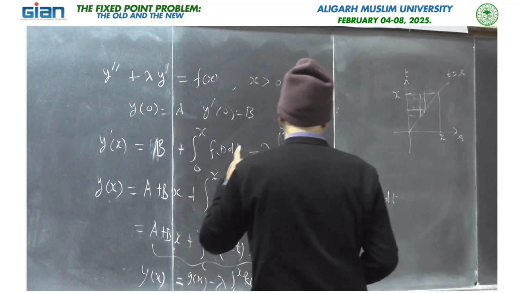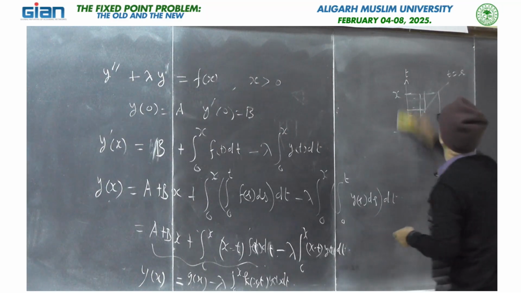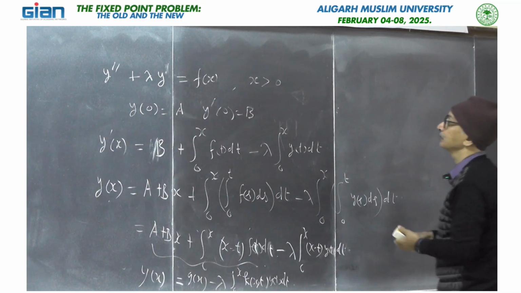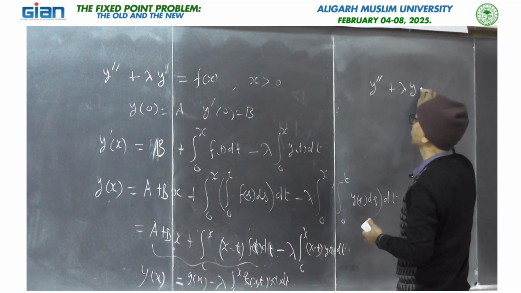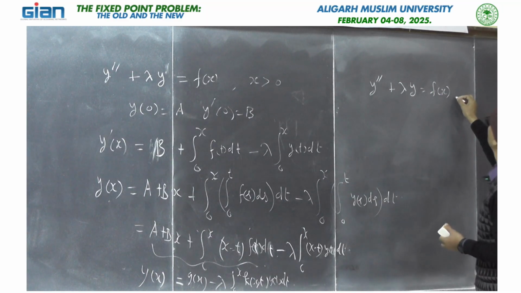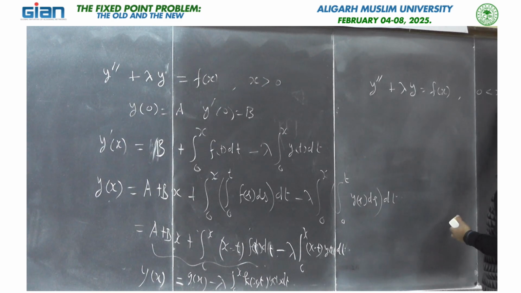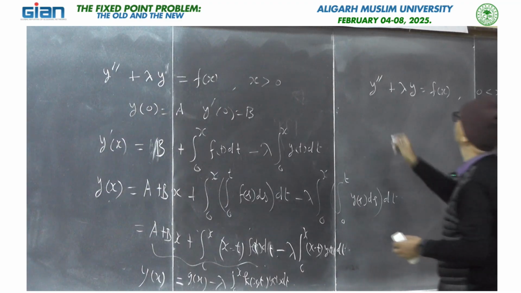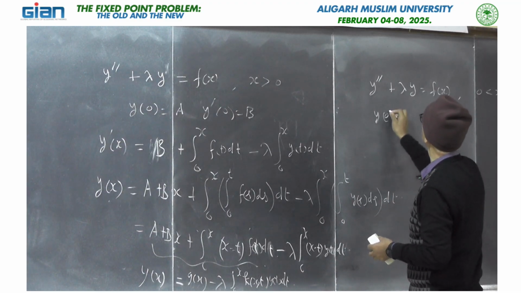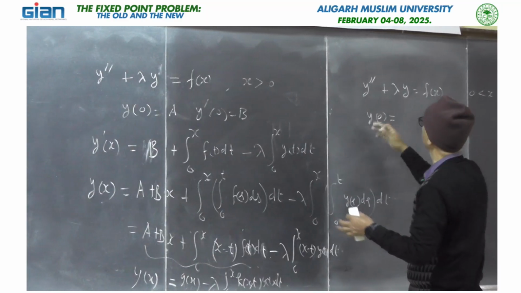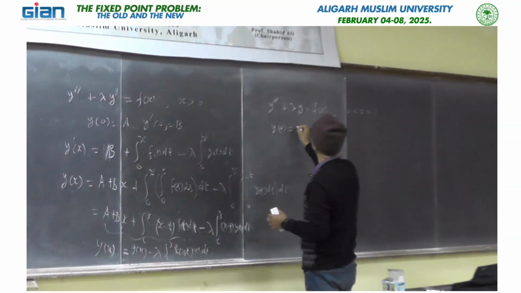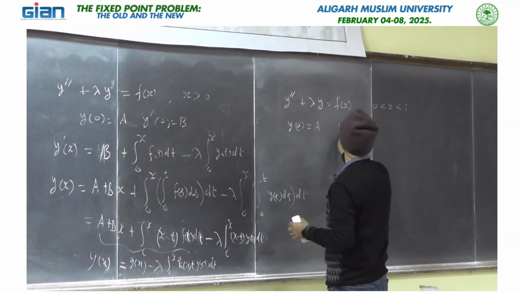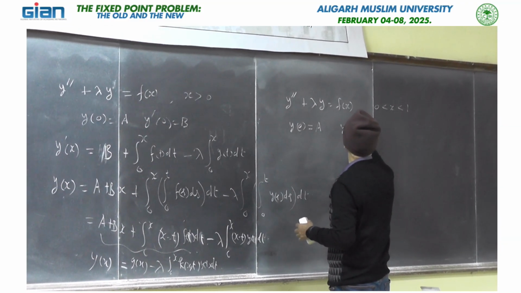Now, for a boundary value problem, if you take y double prime plus lambda y equal to f(x), this equation is to be satisfied inside 0 to 1, let us say, for simplicity. Then you have certain boundary conditions. Again, boundary conditions can be very complicated, but we will take very simple endpoint conditions: y(0) is a and y(1) equal to b. Okay.